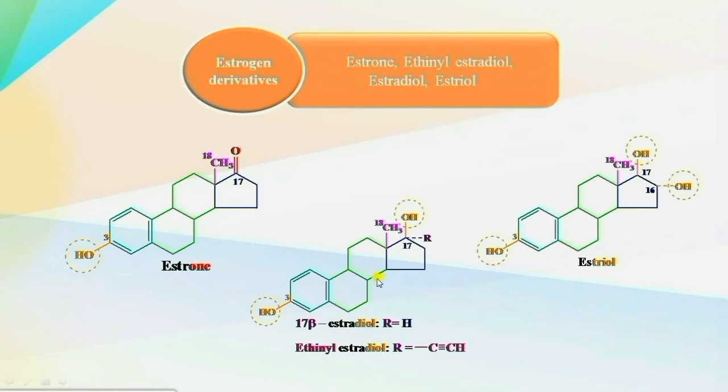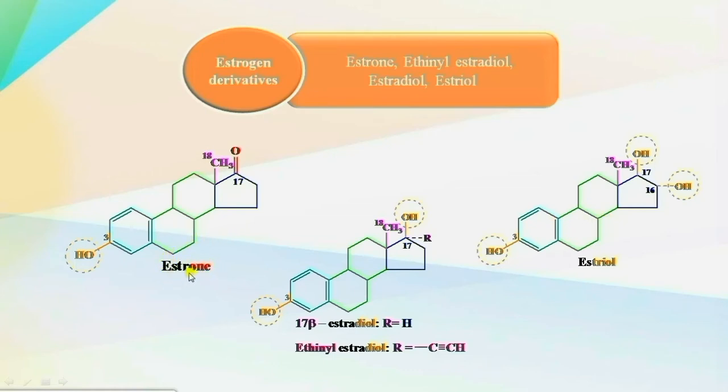These are the structures of estrone, ethinyl estradiol, and estriol. If you analyze all these structures, you will find they contain the estrane nucleus, 3 six-member rings and 1 five-member ring fused with each other, and at the 18th position a methyl group is attached in all the structures of estrogen derivatives. We will see the structure of estrone first.